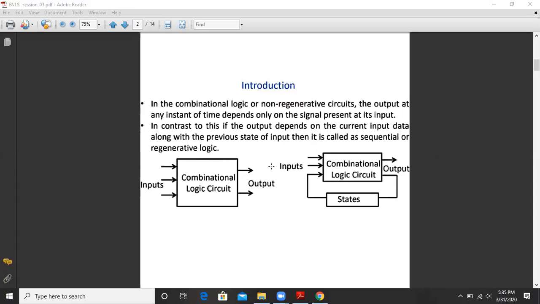Whereas in contrast to this, in a sequential circuit, the output depends upon the current input data along with the previous state of inputs. Then it is called a regenerative circuit. So here one or a few of the outputs go back to the inputs and join with the present inputs, and then it produces the output. So it has a memory element along with it. So these states written over here are actually a memory element. So basically, examples of a sequential logic circuit will be memory elements such as latches, flip-flops, registers.